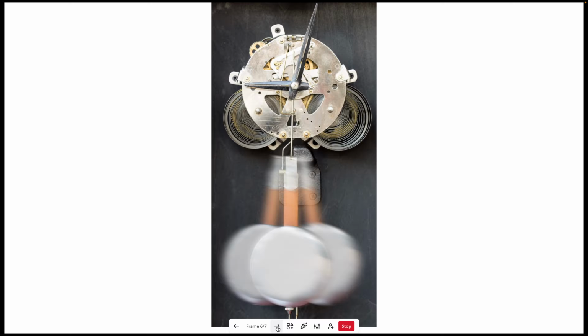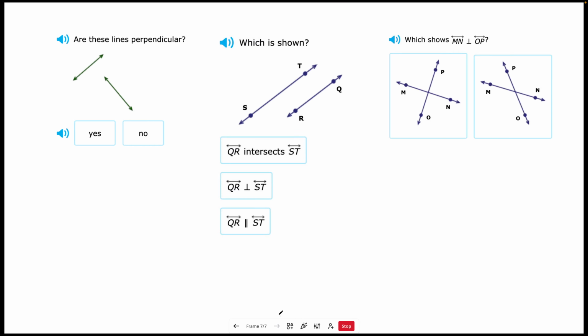All right, here's our cool clock for today, which means that it is time for you to practice what you just learned. Go ahead and pause the video and try these three problems on your own. And when you're ready, you can unpause the video and we'll check your answers.